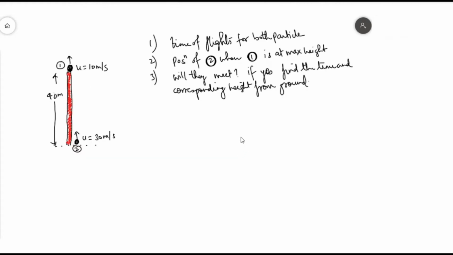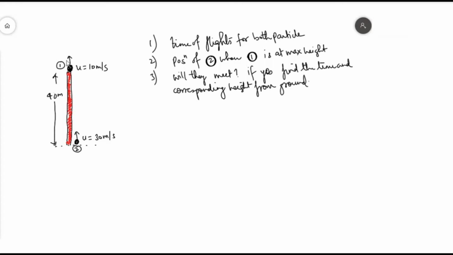Okay, so here is a sample problem for one-dimensional free fall. We have two particles. One is at a height of 40 from the ground and it is being thrown with a speed of 10 meter per second, so assume this is a tower of height 40 meter, and the second particle is being thrown at a speed of 30 meter per second from the ground. They have asked for the time of flight for both particles, that means how much time each particle is going to spend in air, and the second is the position of particle 2 when particle 1 is at maximum height.